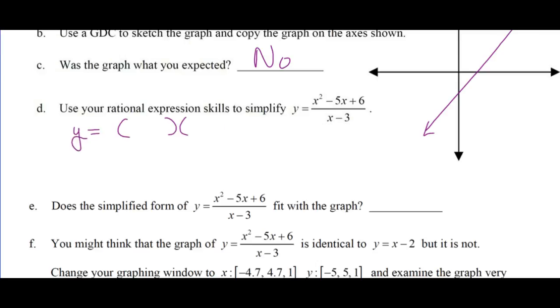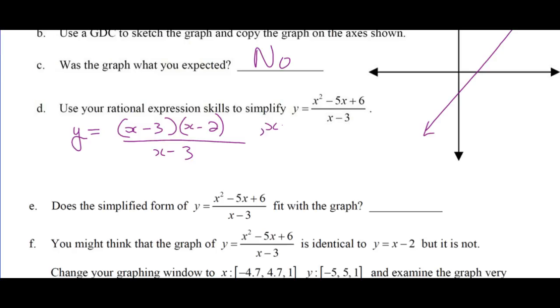Okay, so we got a factor. So how will the top factor? x minus 3, x minus 2, right? Do a quick FOIL to check it. Okay, x squared minus 2 minus 3 is minus 5x plus 6. Okay, well, what do we do with the x minus 3's then? We cancel them out, right?